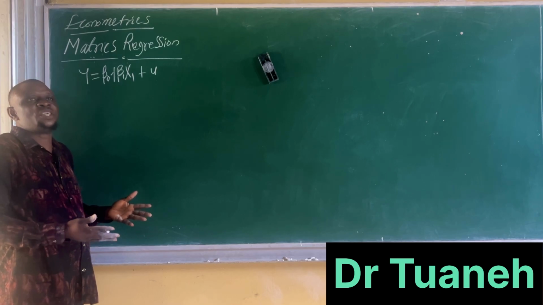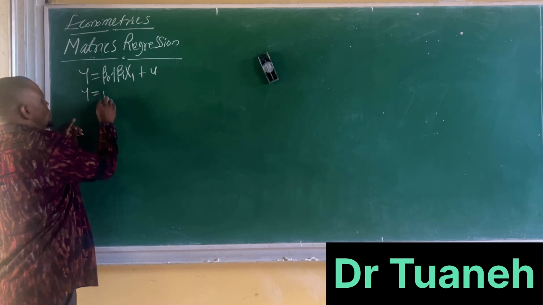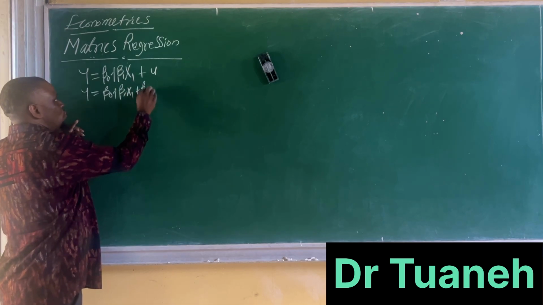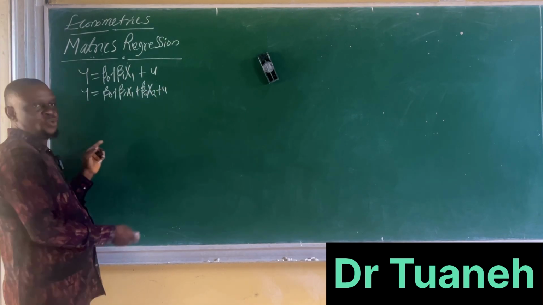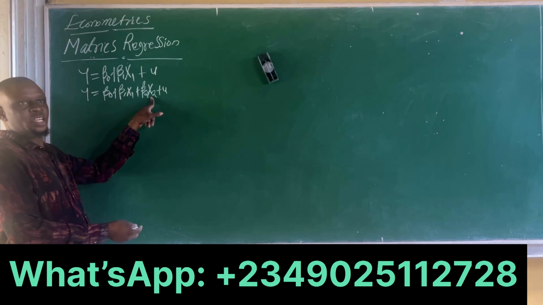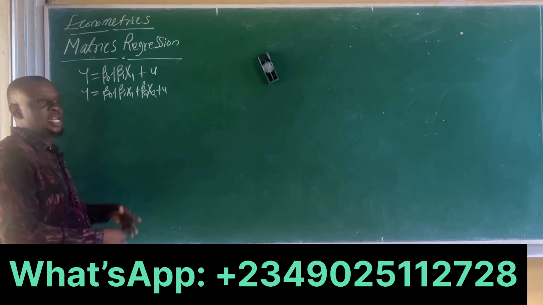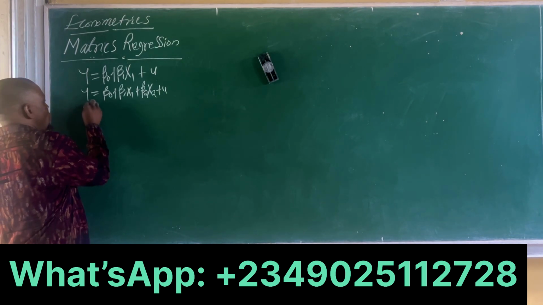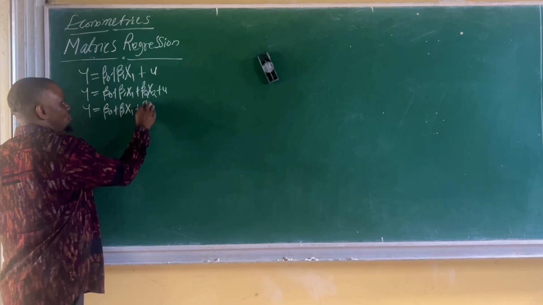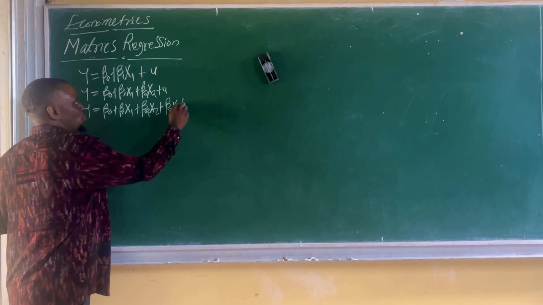It is also possible to have the effect of two variables on one, and so we'll have y is equal to beta 0 plus beta 1 x1 plus beta 2 x2 plus u. The only difference here is that we have an additional parameter, an additional explanatory variable. This remains the independent variable, and this is the error term. We can extend it to 3, where we have y equal to beta 0 plus beta 1 x1 plus beta 2 x2 plus beta 3 x3 plus u.